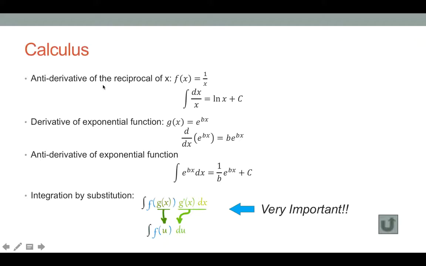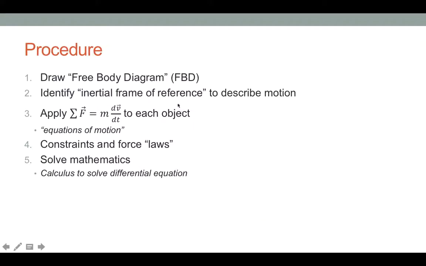Like before, we do need some calculus. These are the same calculus theorems that we cited in the previous video. The one addition we're going to need is how to do integration by substitution. That is a very important technique, so when you cover it in calculus, make sure you're paying attention because we will be using it. Procedure we're going to follow to solve this problem is just like before.